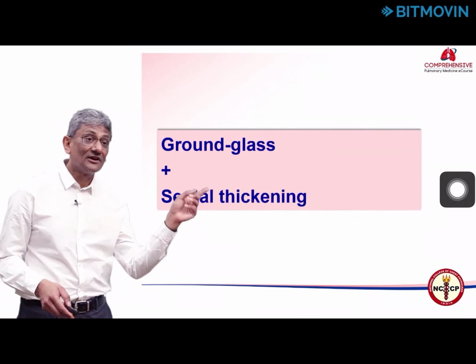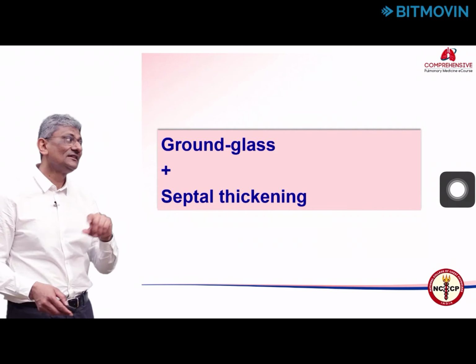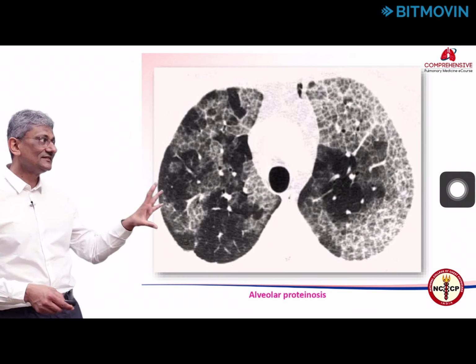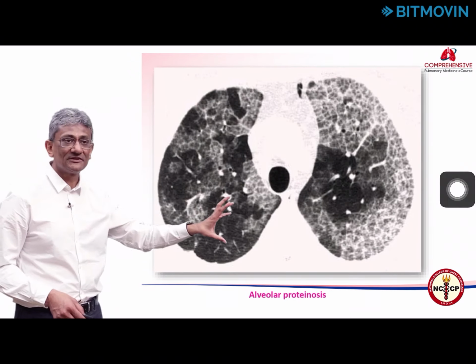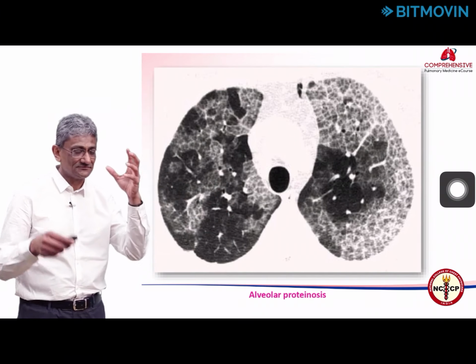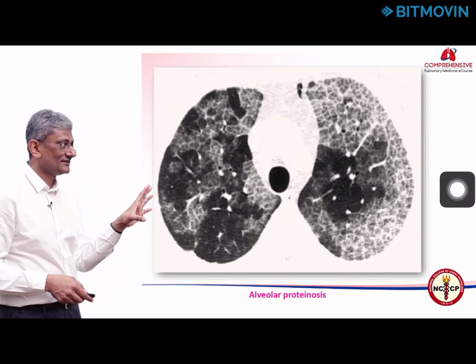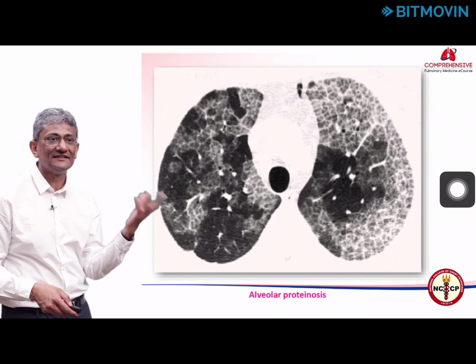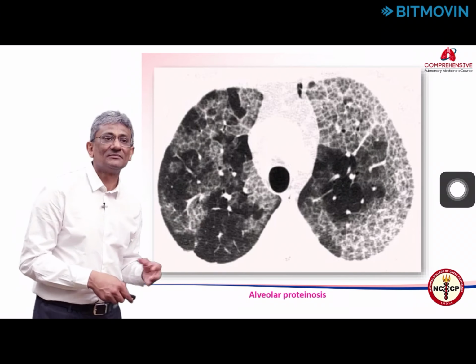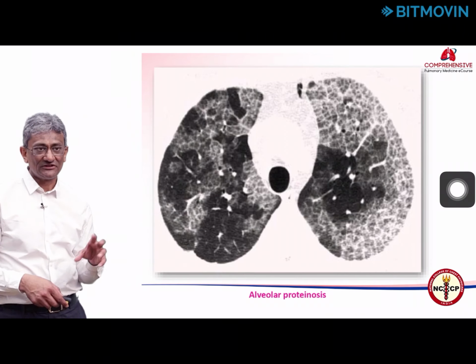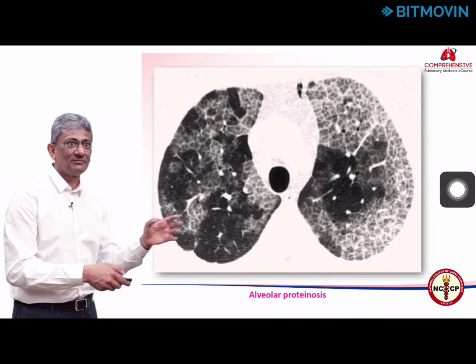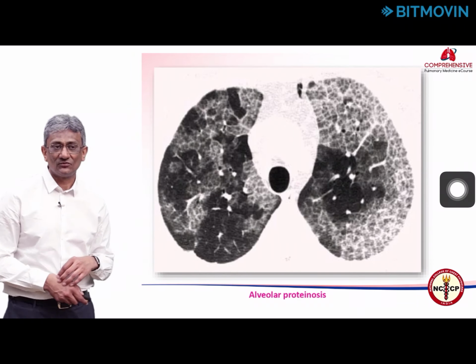Then we can have ground glass with septal thickening. So, here is a patient whose predominant pathology is ground glass, and then you have these interspersed areas of septal thickening. This gives rise to what we call a crazy paving pattern, and this is commonly seen with alveolar proteinosis. And again, alveolar proteinosis can be primary or secondary as well.